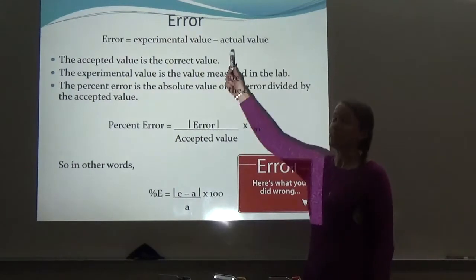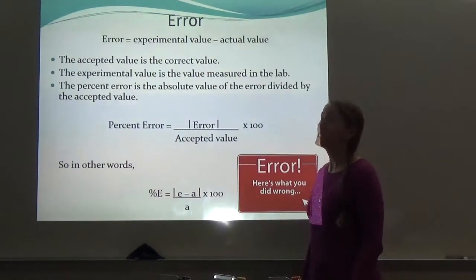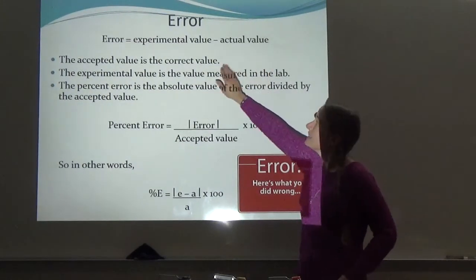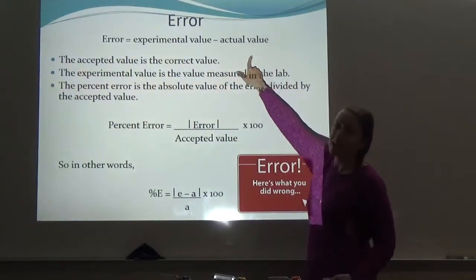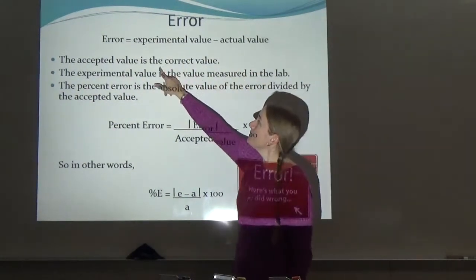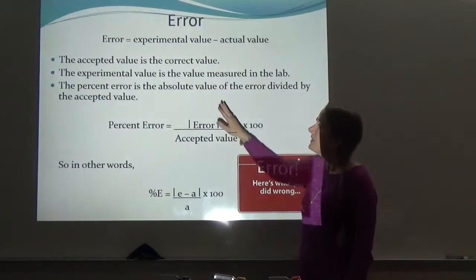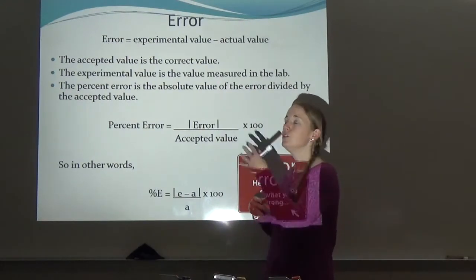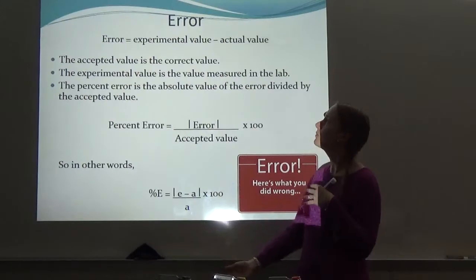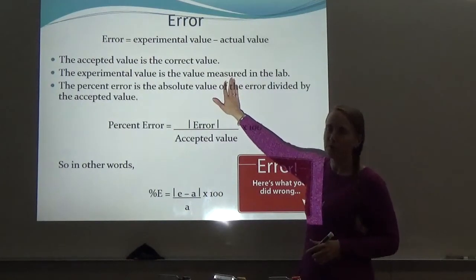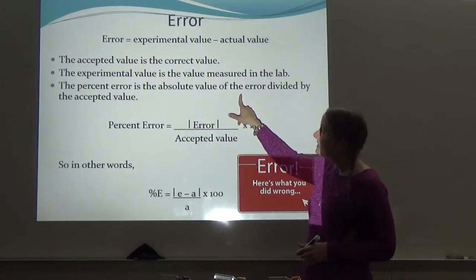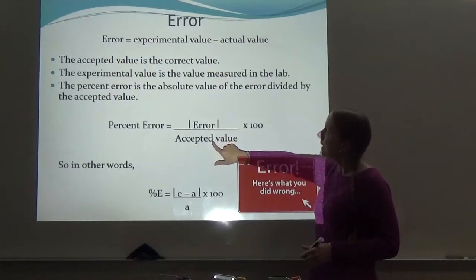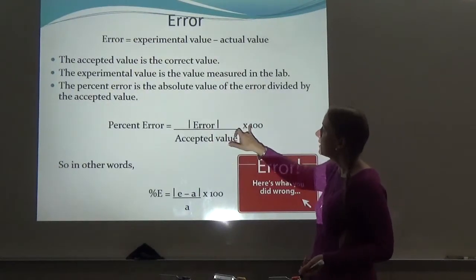All right, but let's talk about error, because in science, a lot of times you just don't get the right answer over and over again. So sometimes you're going to have error. So error is the experimental value minus the actual or accepted value. So the accepted value is the correct value. The experimental value is what is measured in the lab. So if it says a student did this, or you did this in the lab, or the teacher measured this, those are your experimental values. The percent error is the absolute value of error, which of course is experimental minus actual, divided by your accepted or actual value times 100.